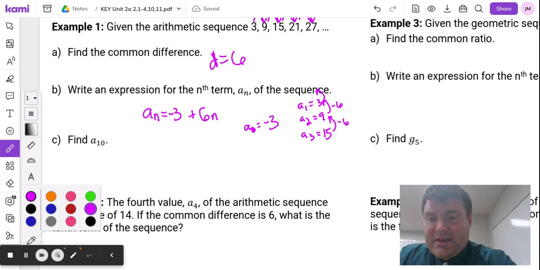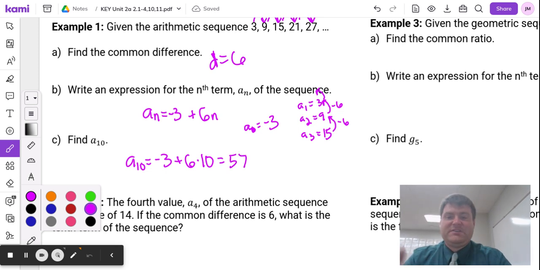Now using this, let's find a sub 10. I'm going to plug in 10 for n. So I have negative 3 plus 6 times 10, and I'm going to get 57.